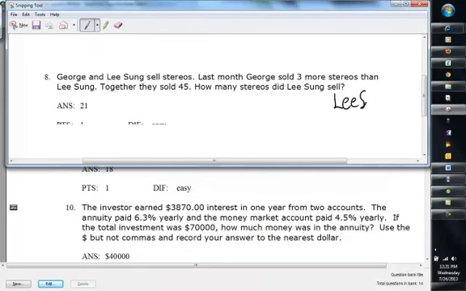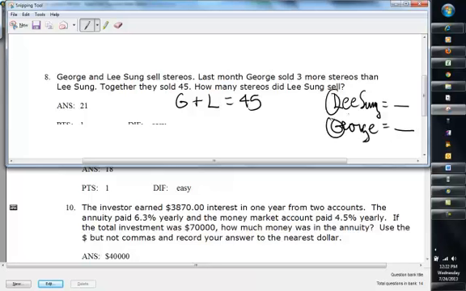Lee Sung is what we want our answer is, and George is our other variable. Well, it says together they sold 45. So George plus Lee equaled 45. So those are my 2 variables. George sold 3 more than, the "than" tells us to switch them around, so it'll be Lee plus 3, because the "more" means plus.